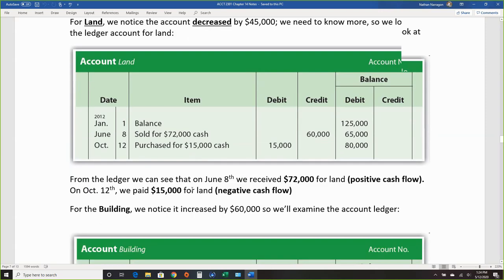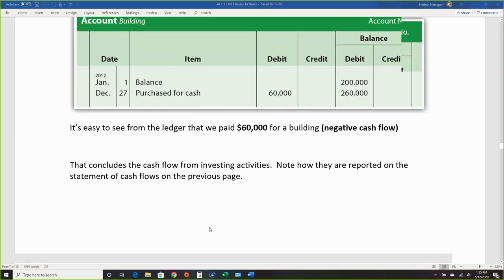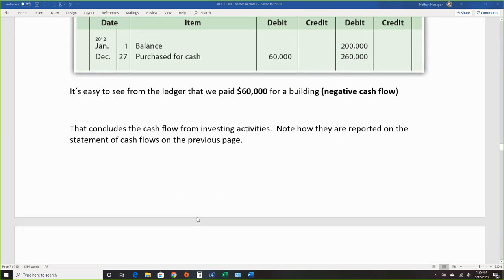Same thing here with the building. I purchased for cash. Okay? So this would be a negative cash flow. Again, I paid money. Cash went out the door. So my cash account decreased. That's all we're looking for. And guess what? That's it for investing.